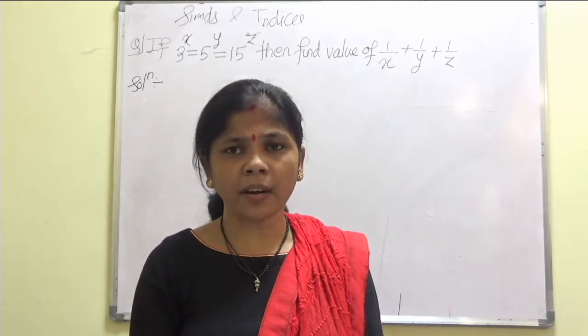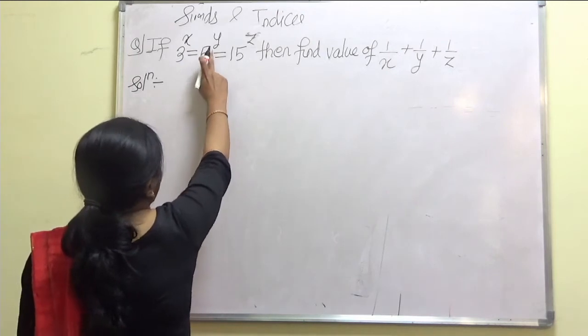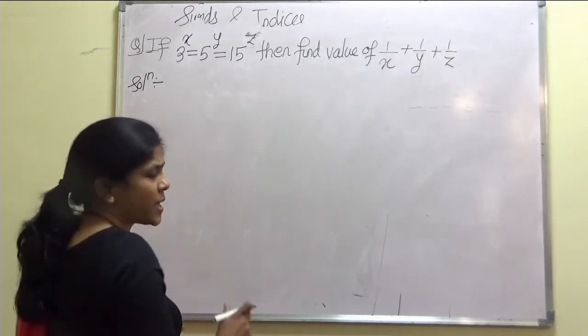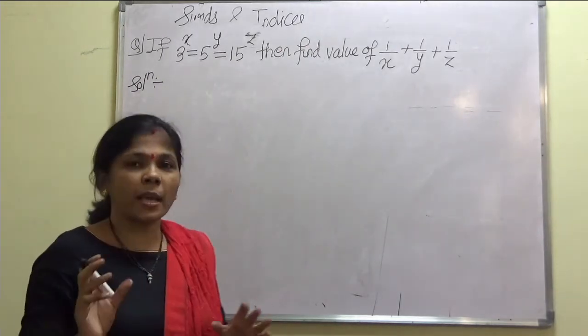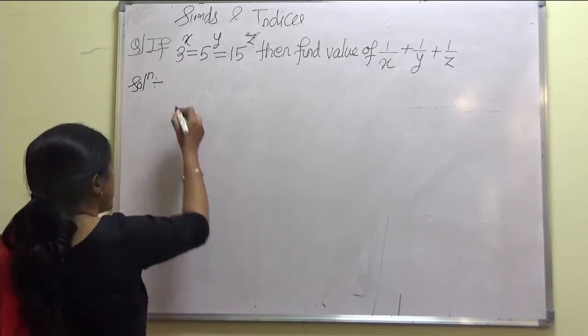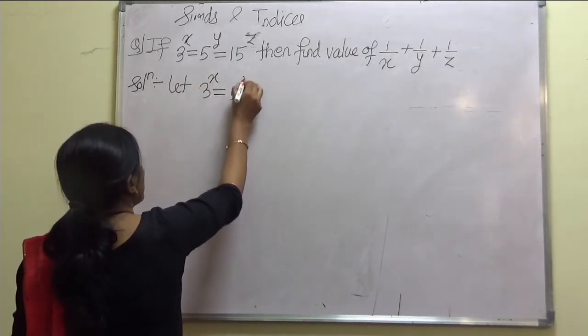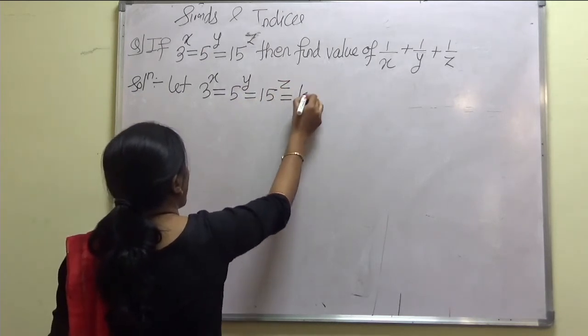So let us first start with the first example. If 3 raised to x is equal to 5 raised to y is equal to 15 raised to z, this is given, right? So what do we do in this case? We will make the base equal. How to make the base equal? Let us take that 3 raised to x is equal to 5 raised to y is equal to 15 raised to z is equal to, say, k.